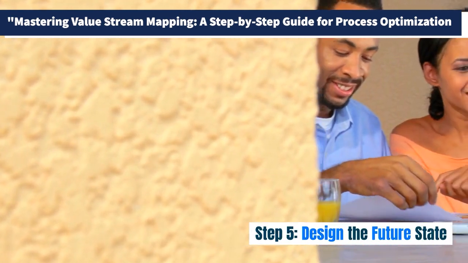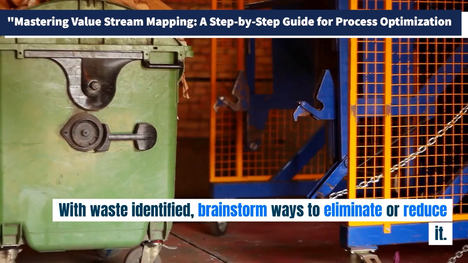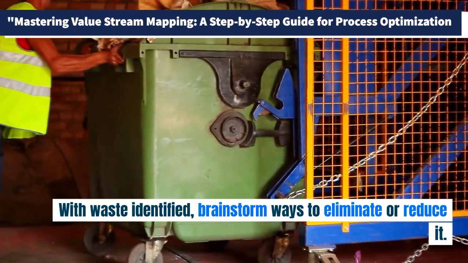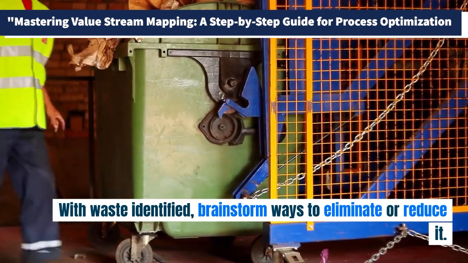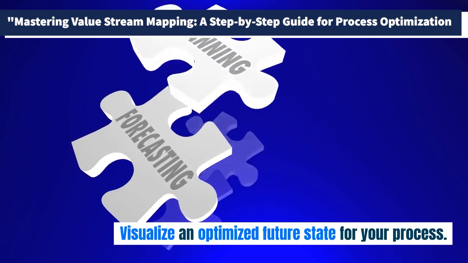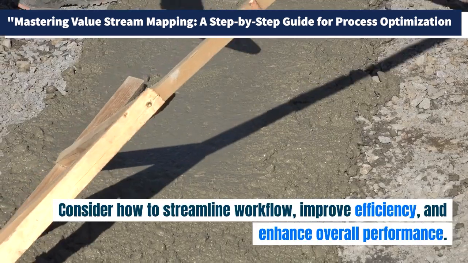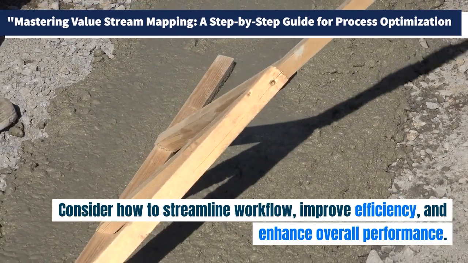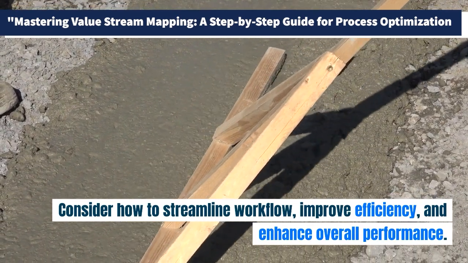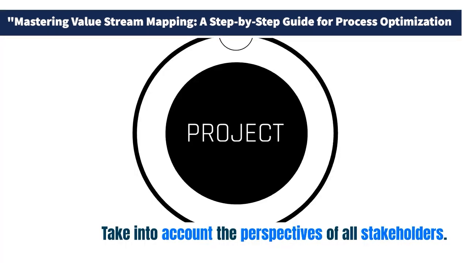Step 5. Design the future state. With waste identified, brainstorm ways to eliminate or reduce it. Visualize an optimized future state for your process. Consider how to streamline workflow, improve efficiency, and enhance overall performance. Take into account the perspectives of all stakeholders.